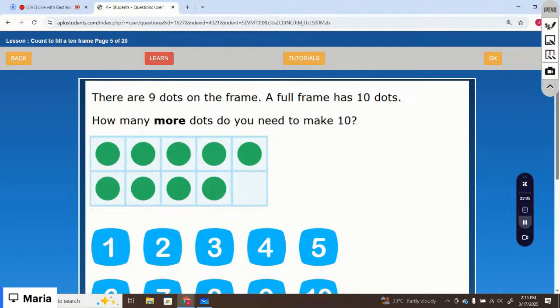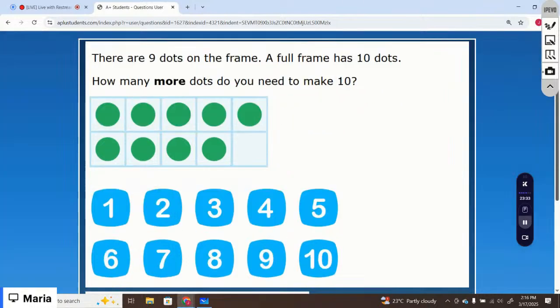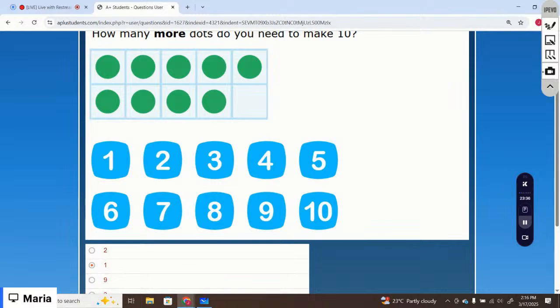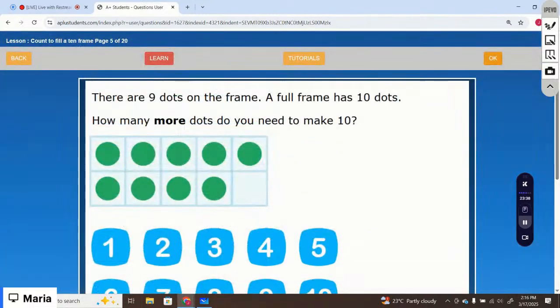There are 9 dots on the frame. A full frame has 10 dots. How many more dots do you need to make it 10? You need only 1 dot to fill the frame. The correct option is 1. Option number 2 is the correct option.